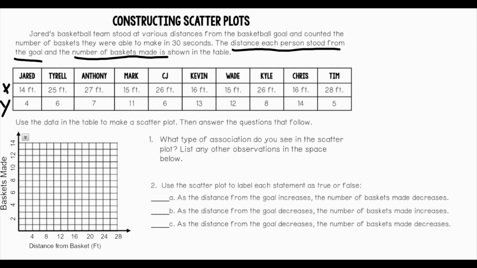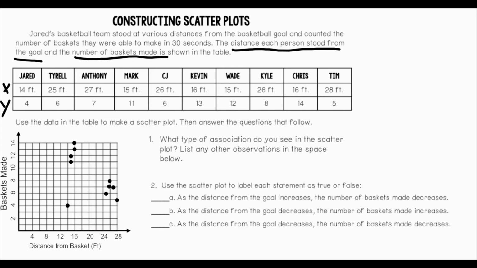Now I'm going to plot my coordinate points into my graph to create my scatter plot. So the first coordinate I would have would be 14, 4. So I would go to 14, I would go to 4, and I would plot my point. Plotting the rest of my points, my scatter plot will look like this. So here's my finished scatter plot with all of my points. Now we can answer our questions.